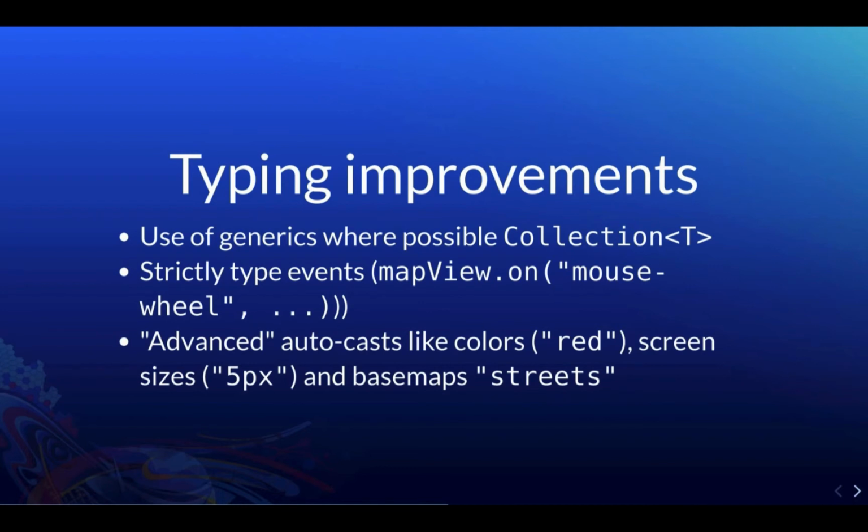We can also strictly type events. Things like map view on mouse wheel are strictly typed. All of the different strings for the events are there. We have advanced autocast for things like colors. So you can use the string red or a hex color, the same for sizes. And like I mentioned before, basemaps. We have named basemaps that are strings. They're all strictly typed.